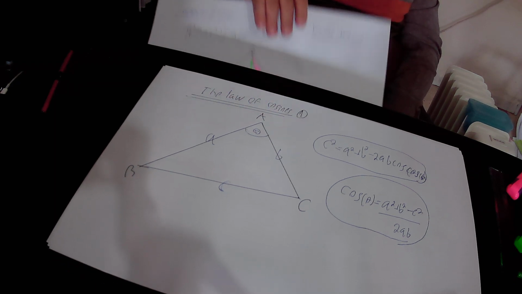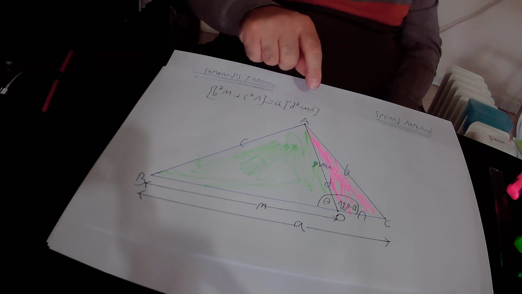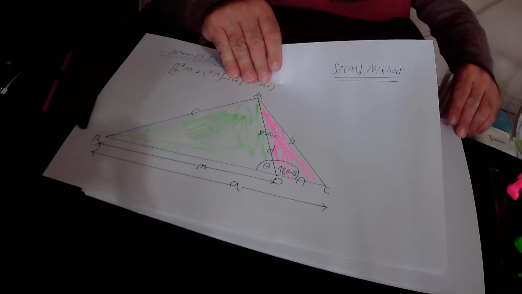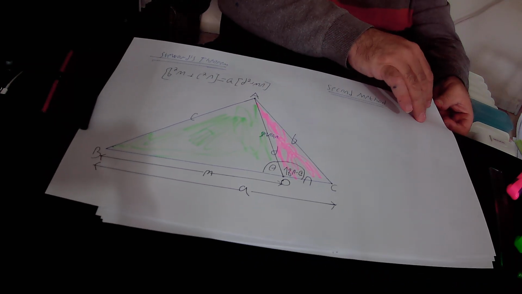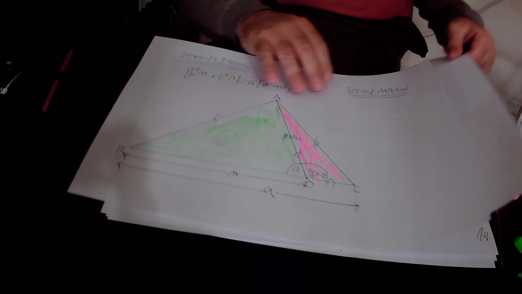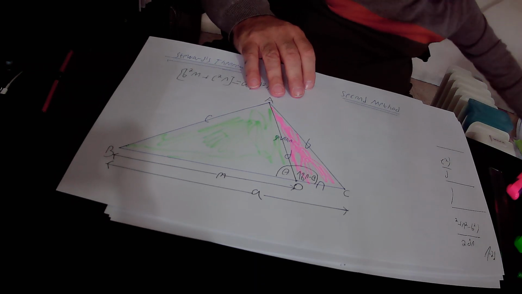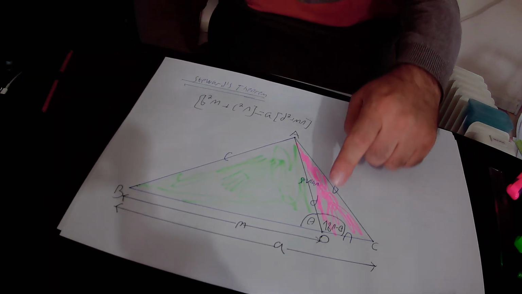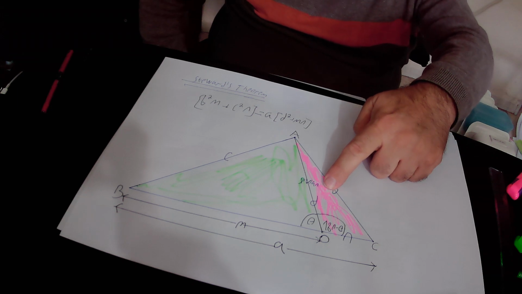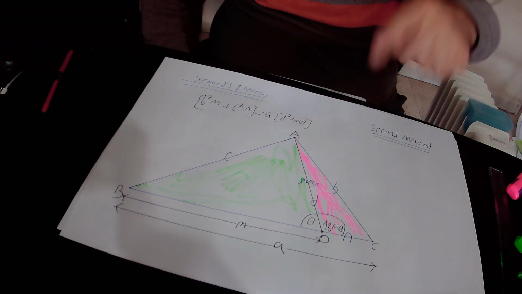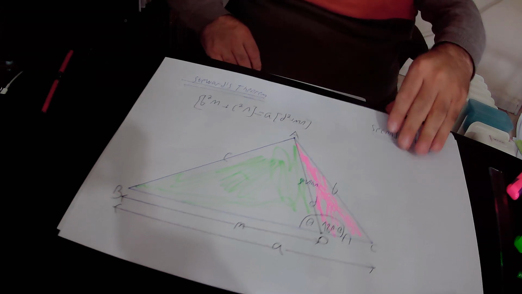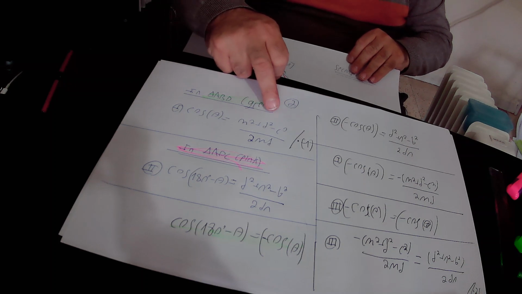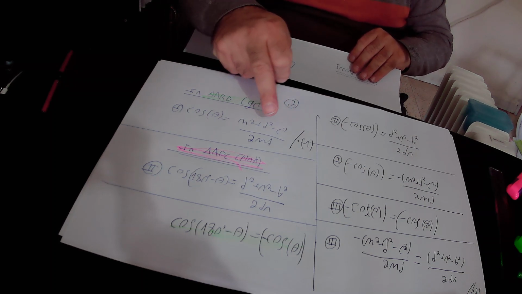So we implemented the law of cosines in the green triangle, triangle BAD. According to the law of cosines, we get that cosine theta equals d squared plus m squared minus c squared over 2 times md. Again, in the green triangle ABD, cosine theta equals m squared plus d squared minus c squared over 2 times m times d.